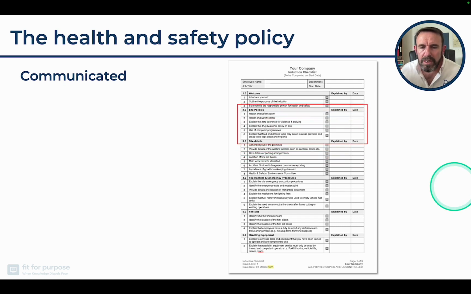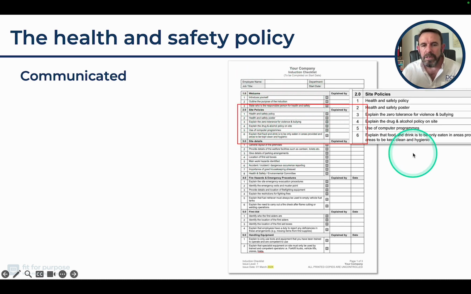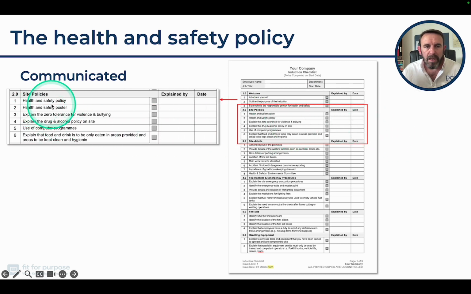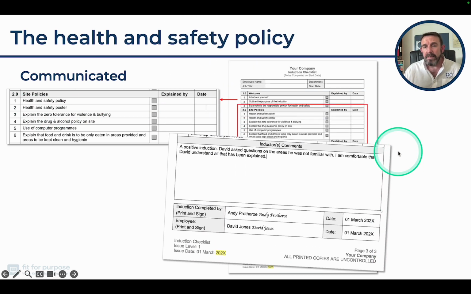Often we will see people communicating it through an induction. So here we can see a company induction, we can highlight the policies, and we can see health and safety policy. What does that look like a little bit closer up? Health and safety policy, and we're going to have explained by and potentially a date. And then hopefully that's going to be signed off. A positive induction. David asked questions on the areas he was not familiar with. I am comfortable. David understands what has been explained. So I think this is a really good way at the induction, because people need to understand the organisation. And it's really important the right person delivers that induction and plenty of time is spent on it.